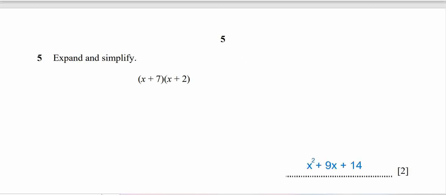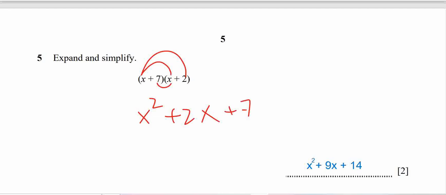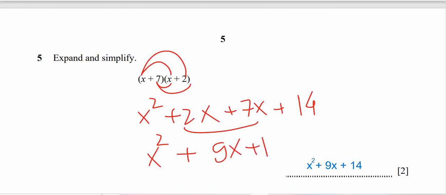So here we go. This is our answer, how it works. What we do is we times x by x, which is x squared, then x times 2 is 2x. Next is this one, 7 times x, 7x. And the last is this multiplication, 7 times 2, 14. Then we combine 2x and 7x, which is 9x plus 14. That's how we got our answer.